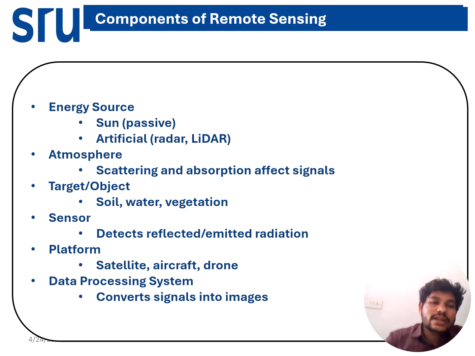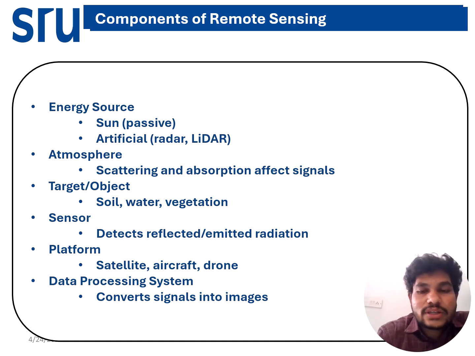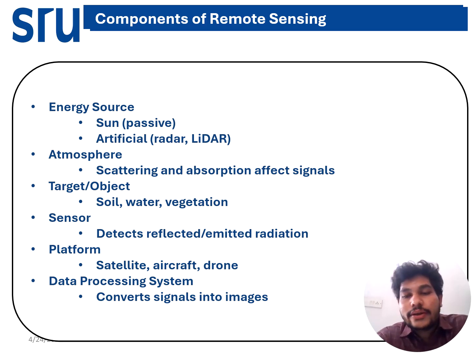The first and most important component is the source. The passive source is the sun, and the active source is an artificial source, that is radar and lidar. The sun is the passive and most important source for remote sensing. Without a source, remote sensing is not possible. So what is a source? The substance or point that emits the radiation.